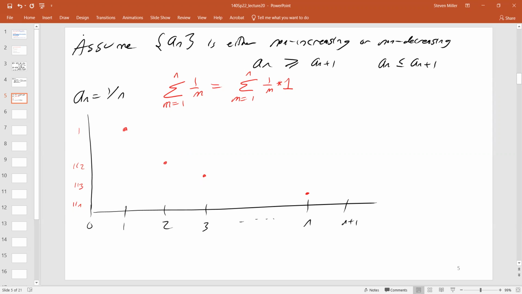Yeah. So if I go from 1 to 2, that's going to have a length of 1. And here's my box. So this area is 1 over 1 times 1. The next one has area 1/2 times 1. And so on and so on.